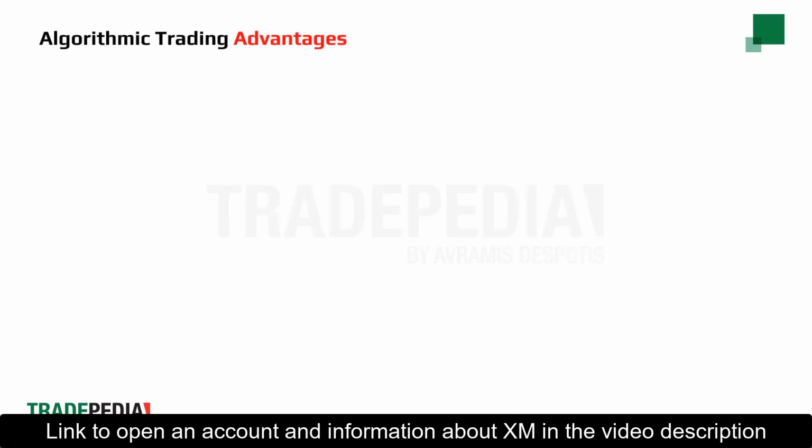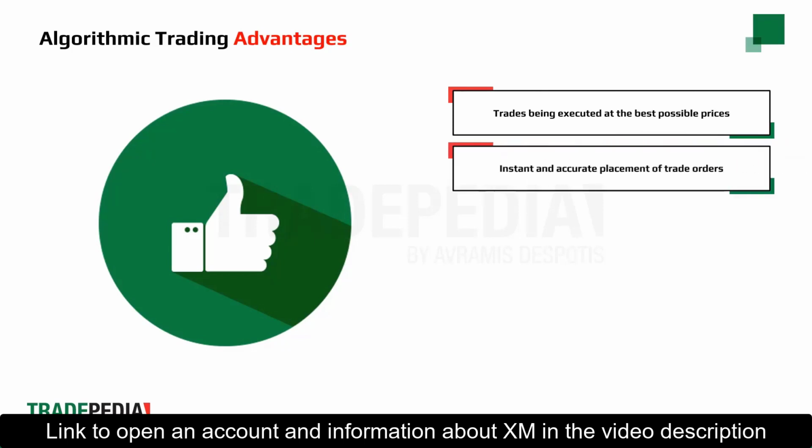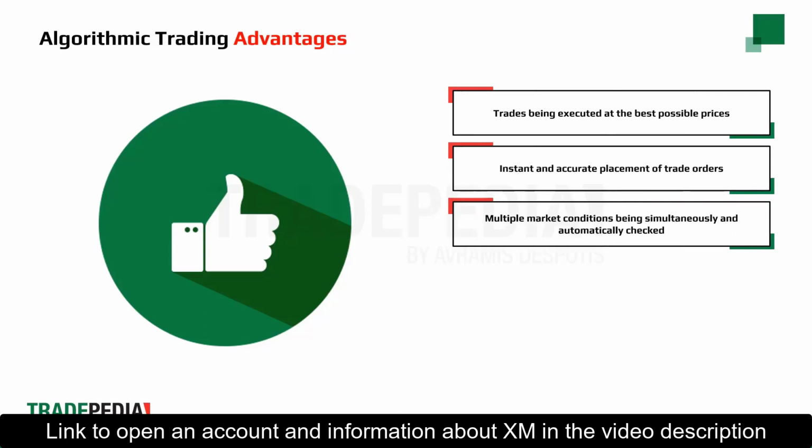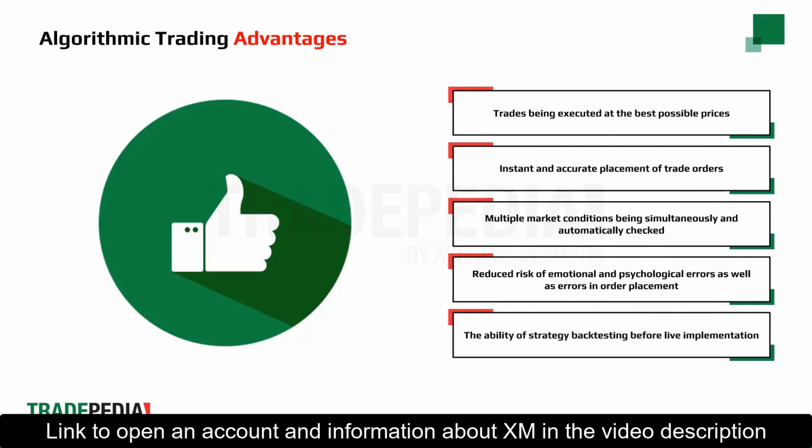Algorithmic trading provides the following benefits: trades being executed at the best possible prices, instant and accurate placement of trade orders, another reason for execution at the exact desired levels, multiple market conditions being simultaneously and automatically checked, reduced risk of emotional and psychological errors, as well as errors in order placement, the ability of strategy backtesting before live implementation.